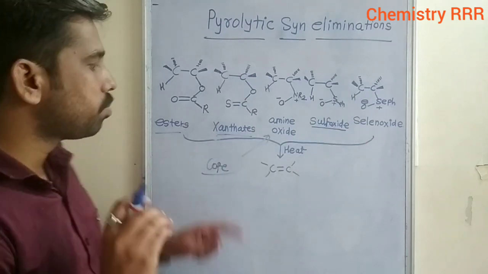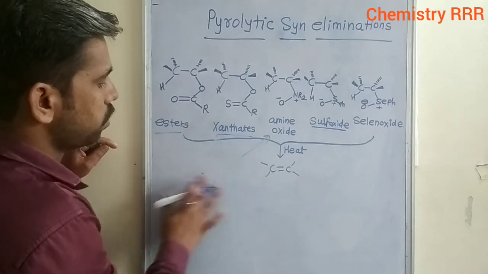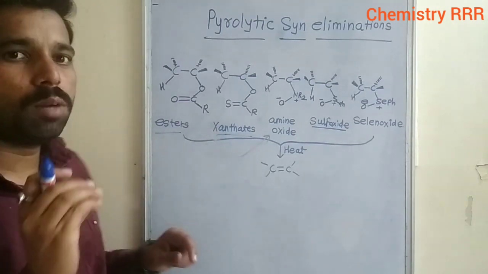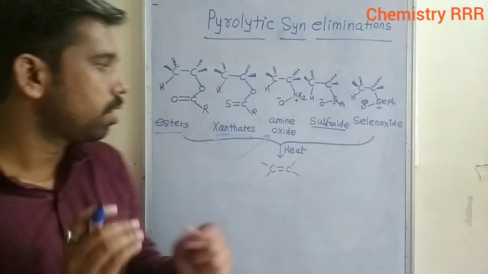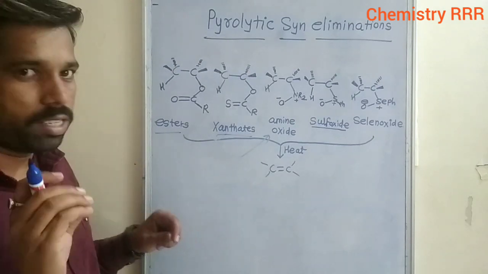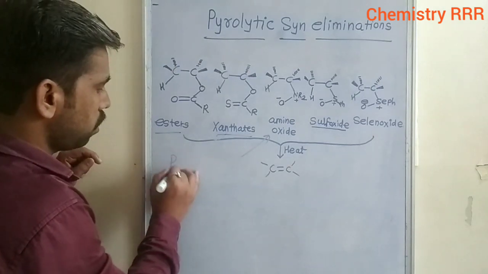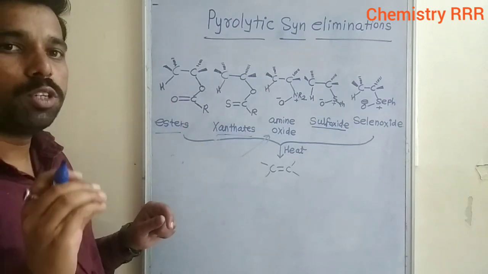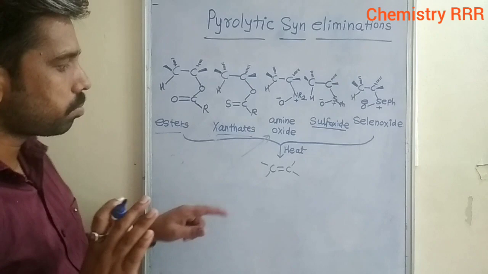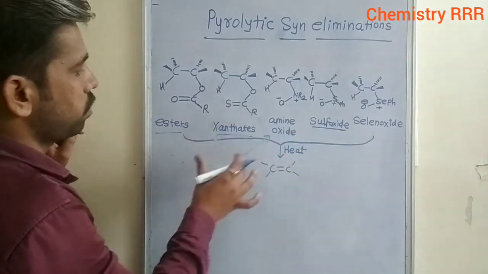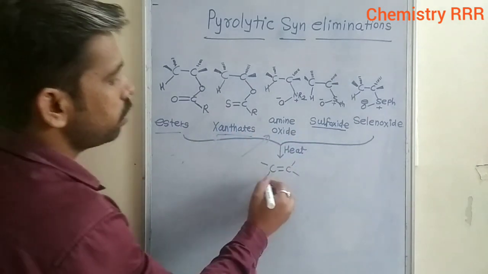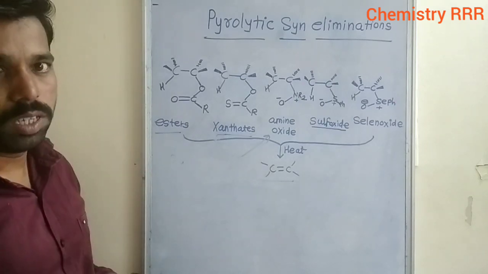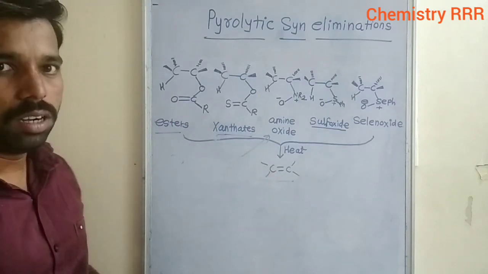Now, pyrolysis means decomposition of the starting material on heating. That means the pyrolysis reaction. Pyrolysis means the decomposition of a molecule by heating. All these compounds on pyrolysis give the alkene. It is a formation of the carbon-carbon double bond.